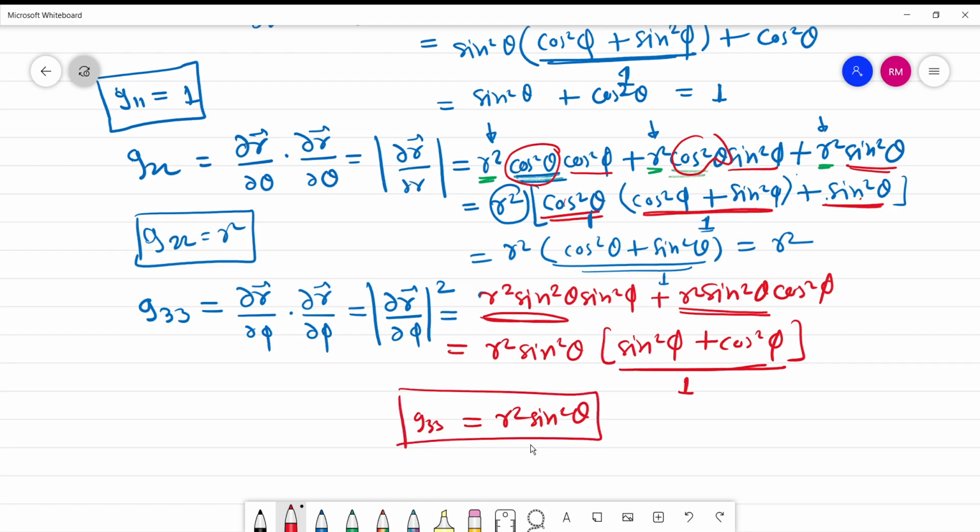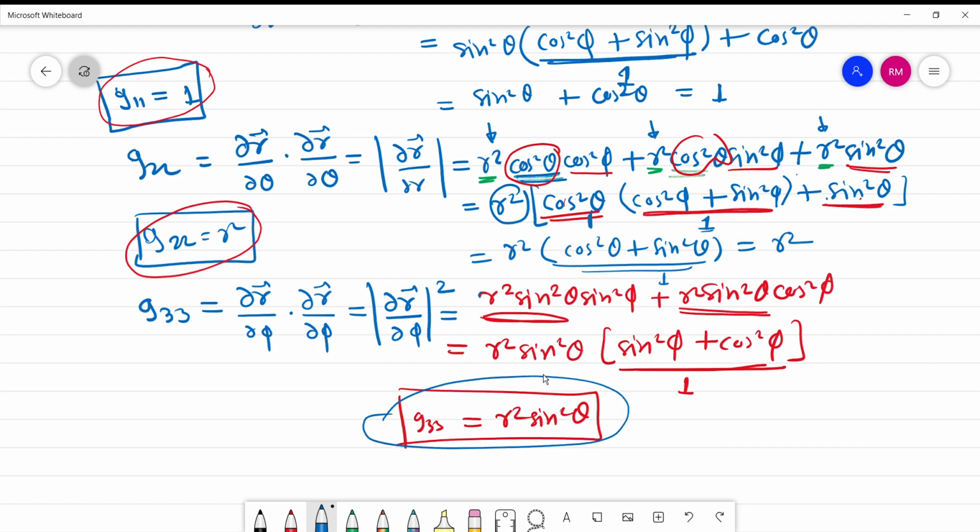So what I see, G11 is 1, G22 is r squared, and G33 is r squared sine squared theta.